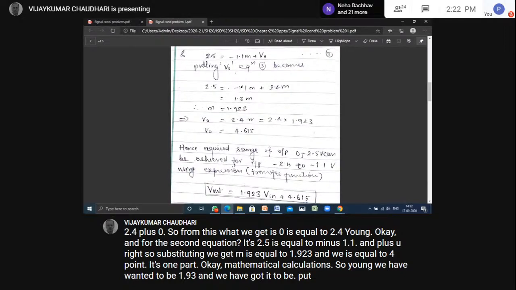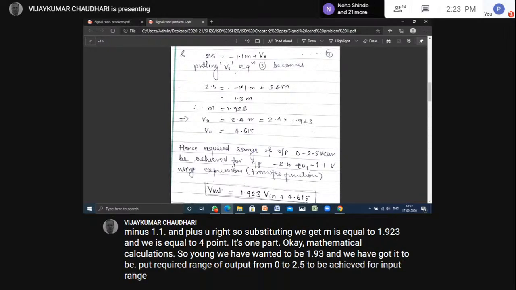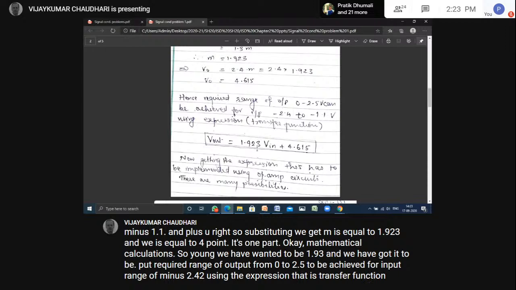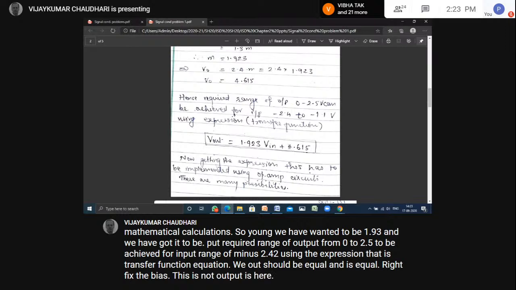Hence, the required output range of 0 to 2.5 is achieved for an input range of minus 2.4 to minus 1.1 using the transfer function equation: V out is equal to 1.923 into V in plus V0. V0 is the fixed bias, not the output voltage. Output voltage is V out. So V out is 1.923 into V in plus V0, which I'll call hereafter 4.615. Okay, so this equation is now found out.